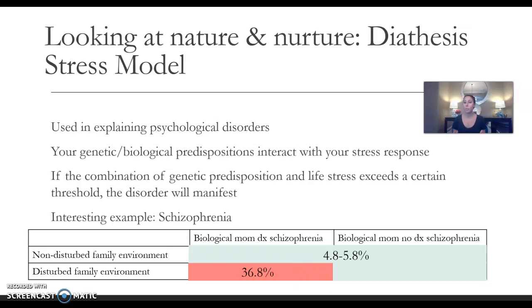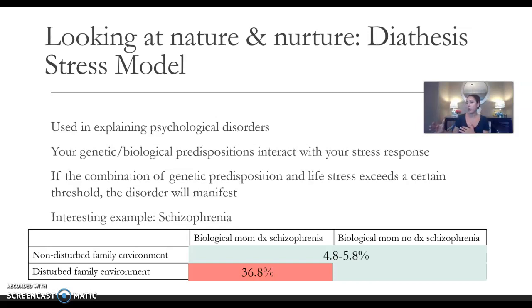And that's the whole element of the diathesis stress model. When I teach abnormal psychology, the example that I give is like a light switch, right? If you have a genetic predisposition for a disorder, it's like you're born with a light switch. And the amount of stress and trauma in your environment is what's going to determine whether or not that light switch is ever flicked on.